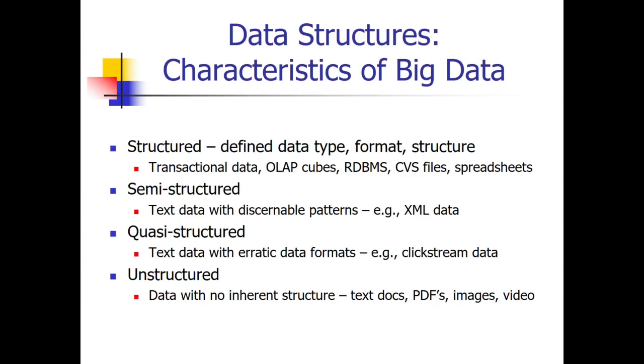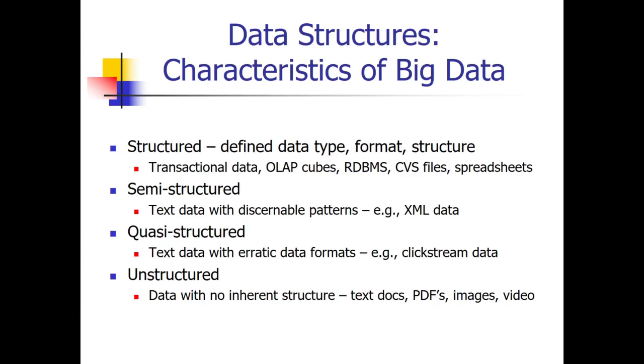Coming to quasi-structured data, the text data with erratic data formats. Example, clickstream data. Clickstream data is erratic. Why? Because sometimes I may click on some button, sometimes I may click on some other buttons on your website. So in order to collect perfect data is not possible. That's why 70% unstructured and only 25% structured in quasi-structured data.